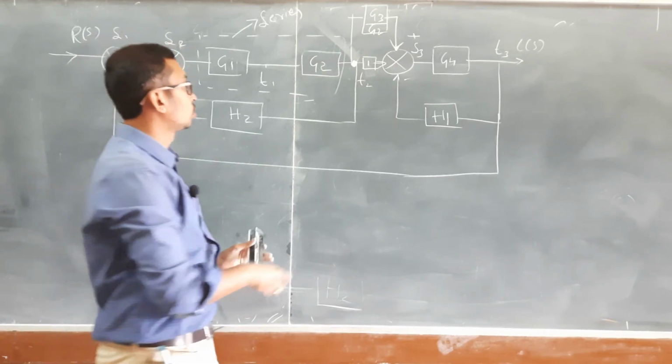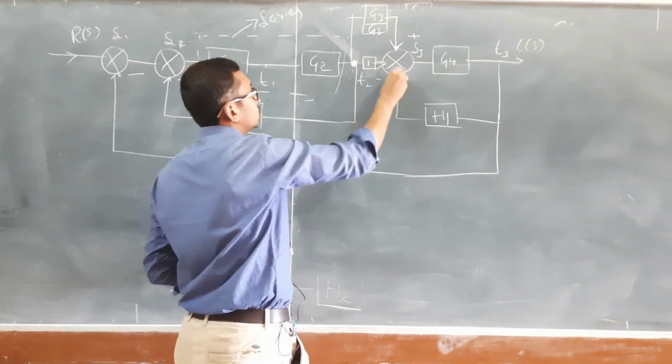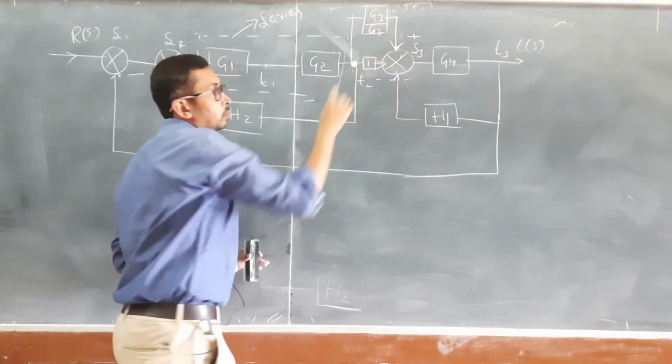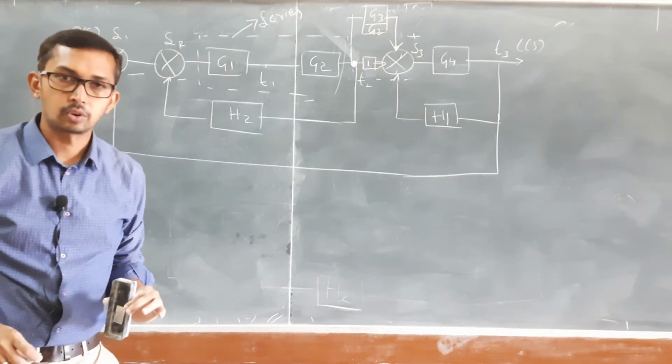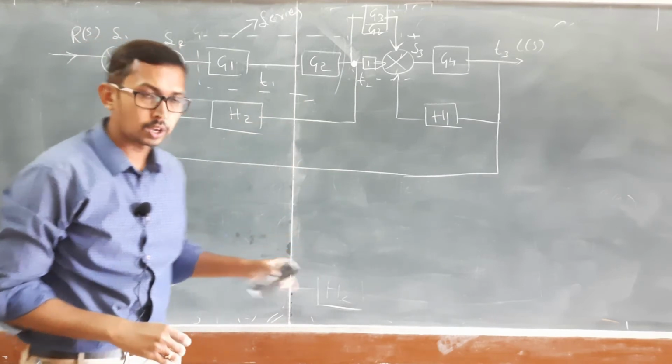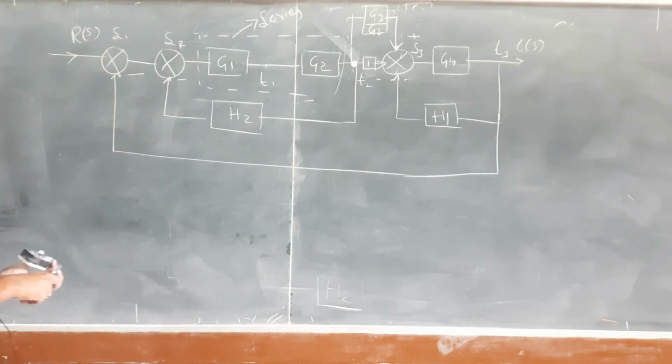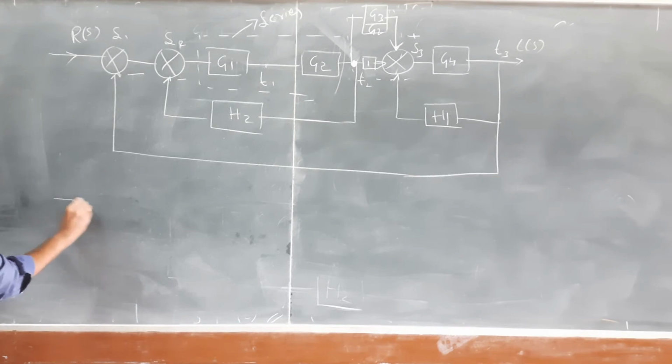Okay, so what do we have to do? We need to apply these rules also. These two blocks are in parallel. So we will redraw this one first, and then let us see what is going to happen.